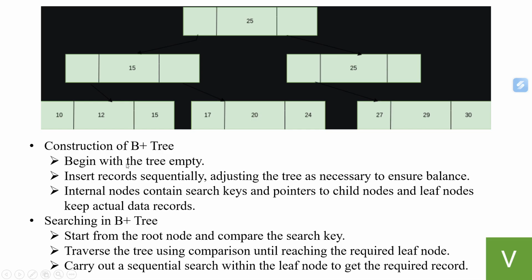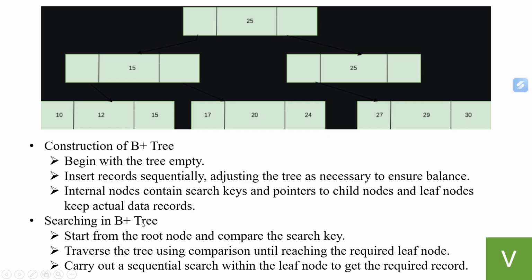Construction of a B plus tree. We begin with an empty tree. We insert records sequentially, adjusting the tree as necessary to ensure balance. Internal nodes contain search keys and pointers to child nodes, and leaf nodes keep the actual data.